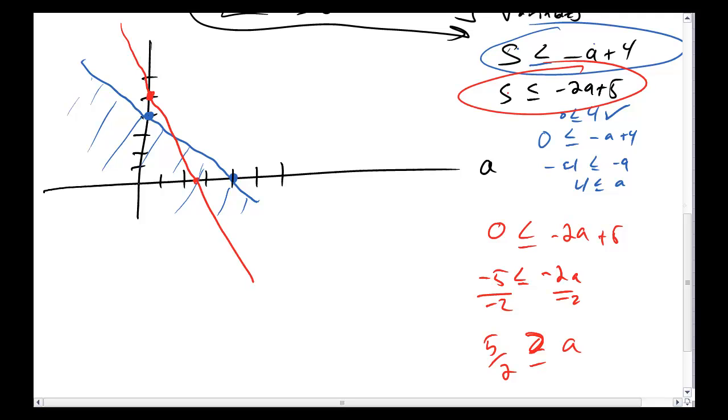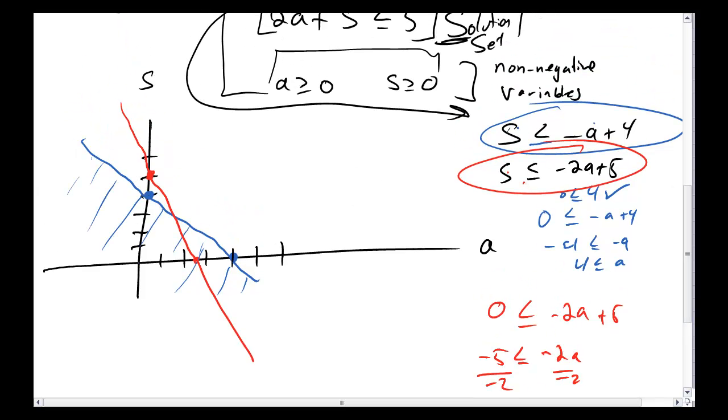Again, it's a solid line because it's a less than or equal to here. And again, if I plug in the test point 0, 0 back into the original equation here, 0 is less than or equal to 5 is a true statement, so I know I'm shading this lower part here.